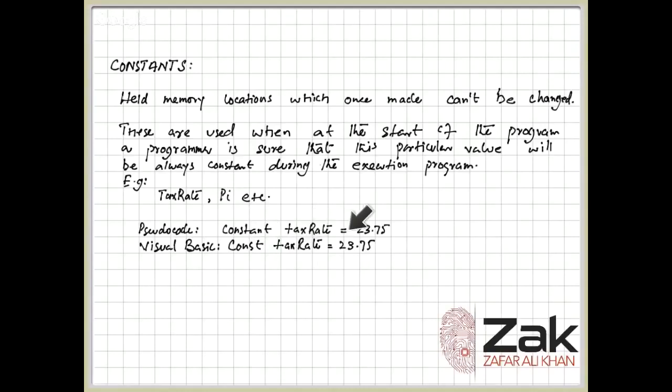In pseudocode, there's a possibility that instead of equal to, you may see an arrow pointing from right to left. So constant tax rate is equal to 23.75. In Visual Basic, we would still be writing constant, but not completely, rather in short form: const tax rate is equal to 23.75. Where do we use them? We will look into it later.